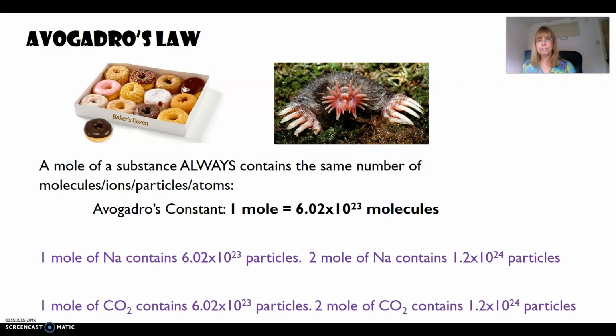And there I've got another example. 1 mole of carbon dioxide contains 6.02 times 10 to the 23 particles. If it was double that, it'd be double the number of particles. Simple.